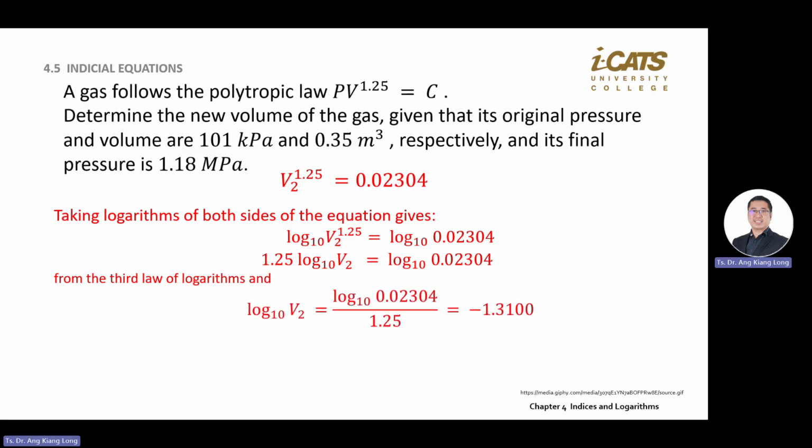So you have log 10 V2 equals minus 1.3100. Change to base 10. V2 equals 10 power negative 1.31, or anti-log. Okay. This one to this one. Just to recall, this one in early chapter 4 is where you start with indexes. Now we reverse what you learned.